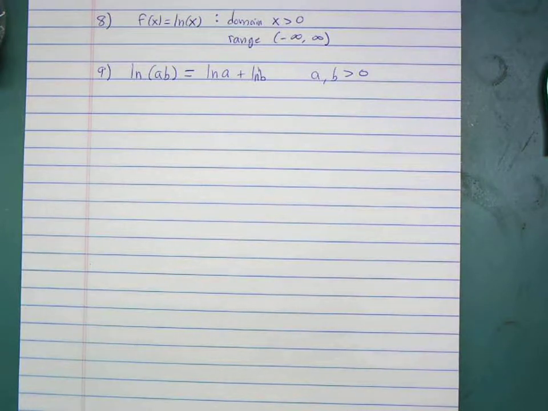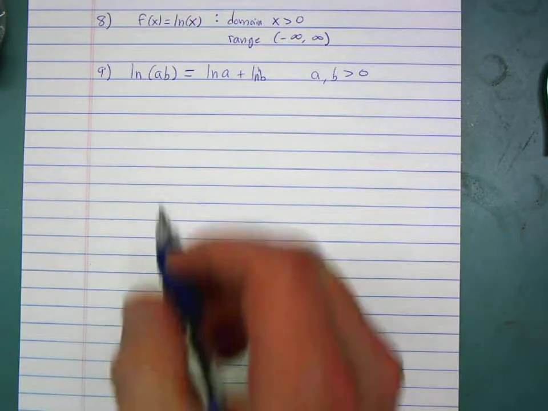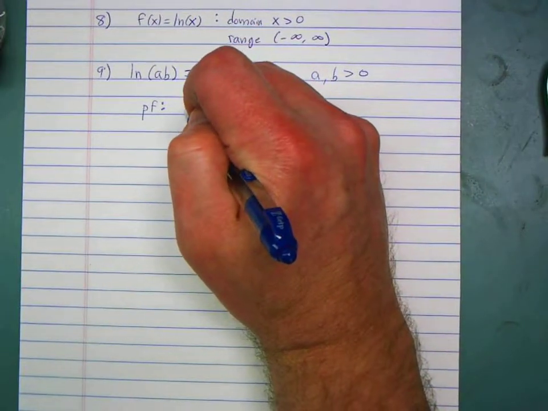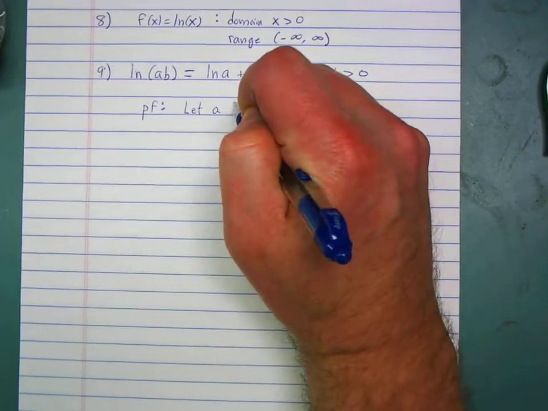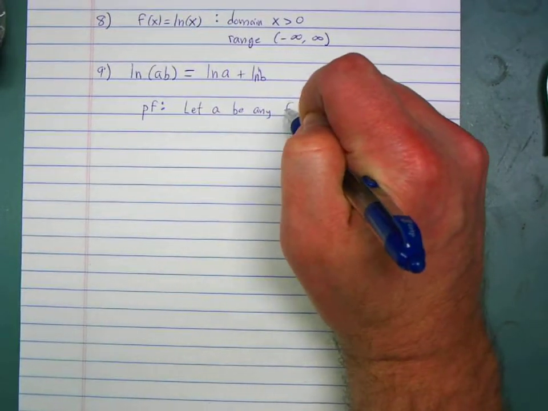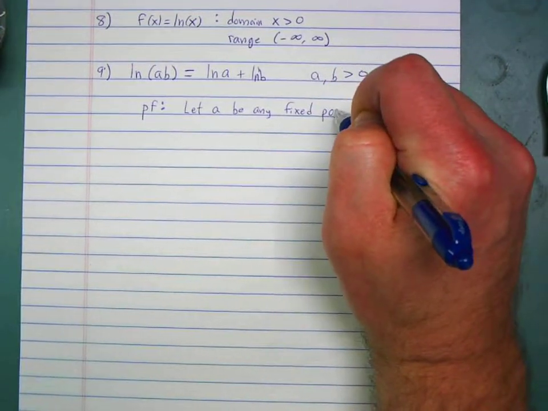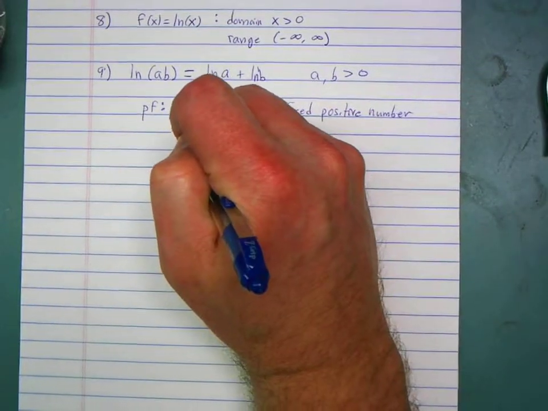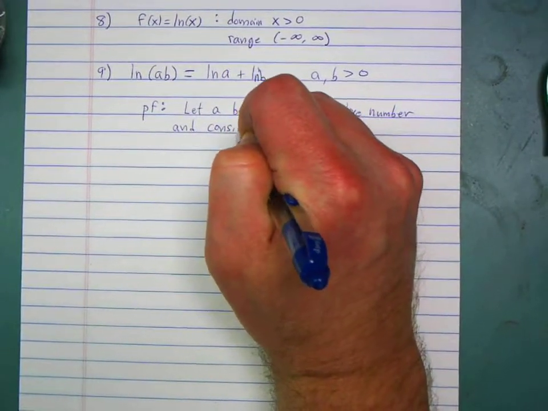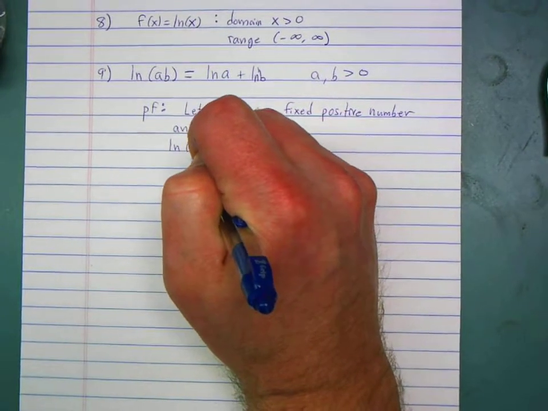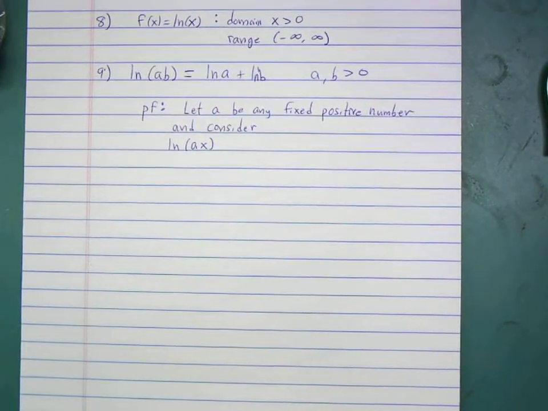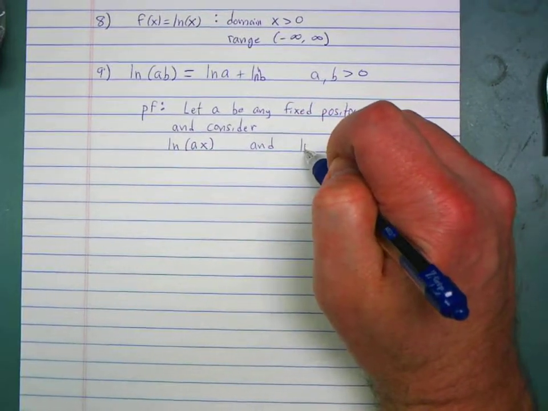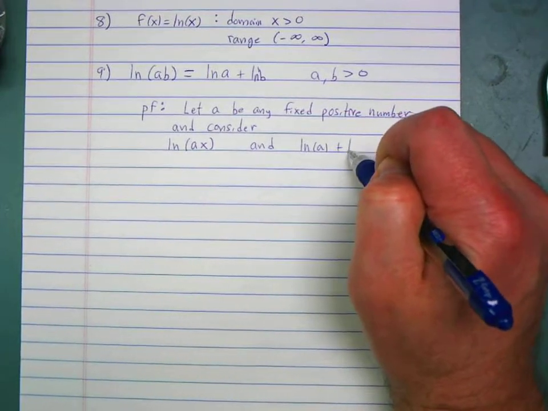All right, and this is the last one I'm going to prove, I think, but this one has an interesting proof. A little complicated, a little harder than things you've seen in the past. Let a be any fixed positive number, and consider ln of a times x, where x can be any positive number, and consider ln of a plus ln of x.